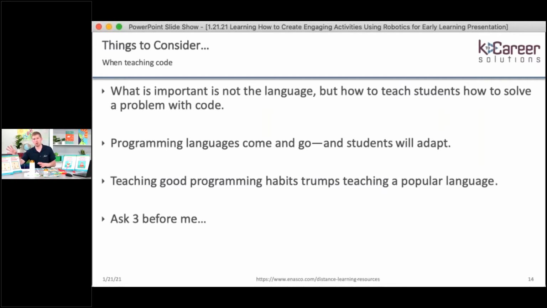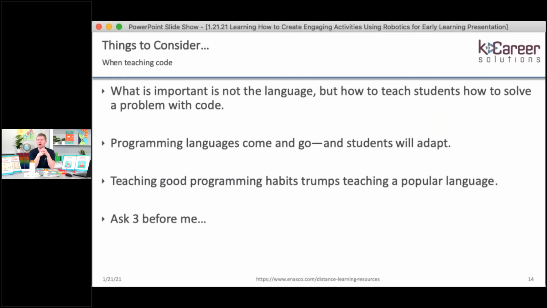You may not know all the computer languages out there, but you can start teaching the fundamental skills of coding with something similar to this, where it's just blocks, images, and verbal commands that get students thinking about that step-by-step procedure of understanding how it will actually work. And then teaching good programming habits trumps teaching a popular language, right?